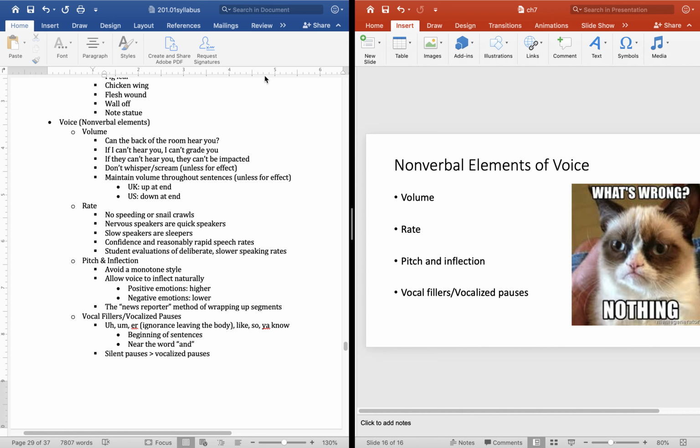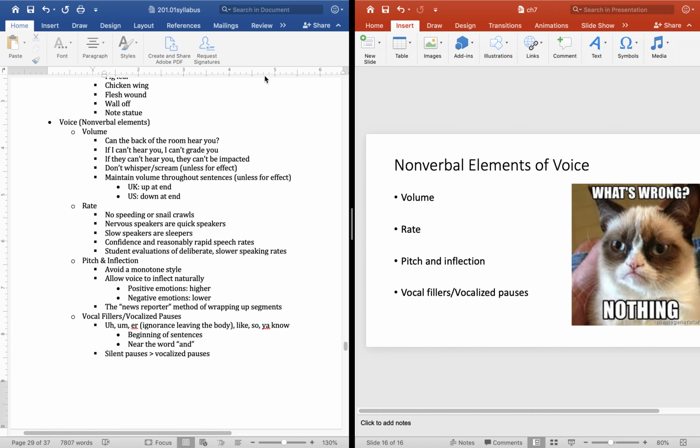Now, in the UK, for example, in their use of English, they go up at the end frequently. So it'll sound like, people might drop their volume at the end of a speech, or that kind of thing. You don't need to do that, but don't go down. That's really the key thing.